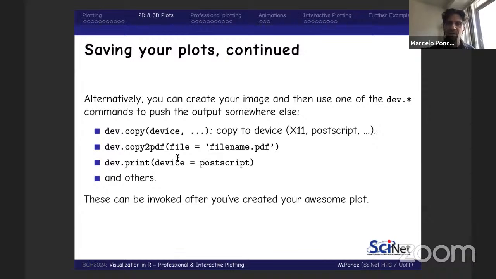There are other auxiliary functions similar to the device new functions. These are device copy or device copy to PDF or device print. These allow you to also do some saving of what is being displayed in a particular window into a file. And it works pretty much the same as the previous functions. The previous function has to be invoked before you start plotting. And then you do device off at the end to close the file, to end the saving of the data into the file. We're going to see examples of this, okay? But this is an alternative way to do that.